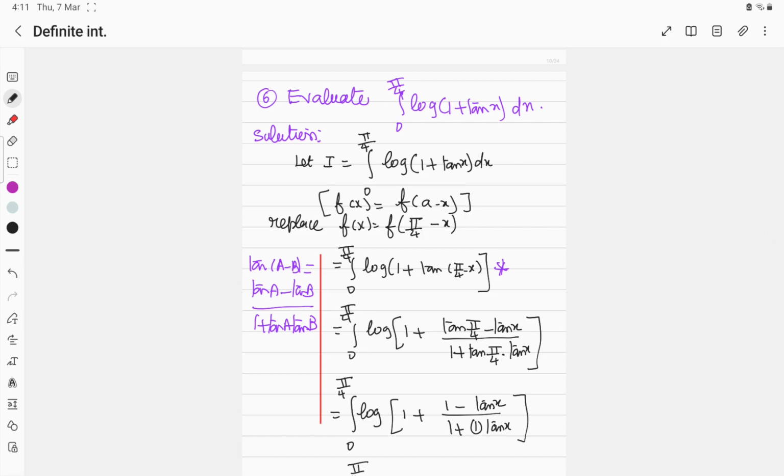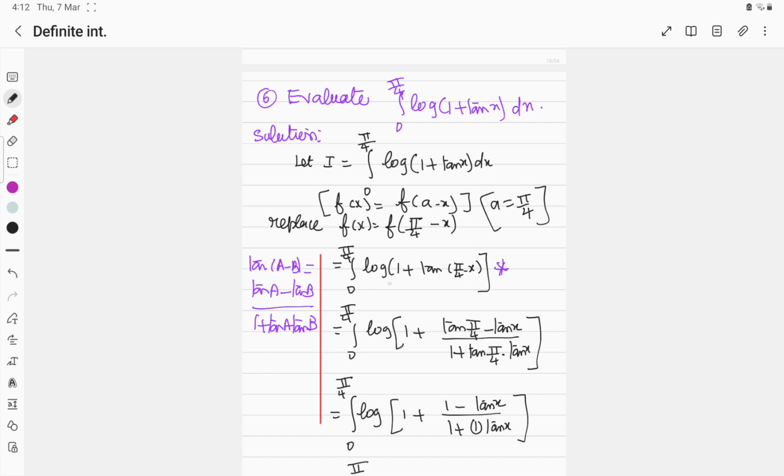Sixth one. Evaluate the integral from 0 to pi by 4 of log(1 plus tan x) dx. Solution. Let I be equal to the integral from 0 to pi by 4 of log(1 plus tan x) dx. In this case, we have to use the property f of x is equal to f of a minus x. That is, replace f of x with f of pi by 4 minus x. Here, a is equal to pi by 4.